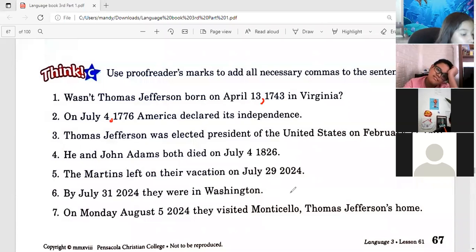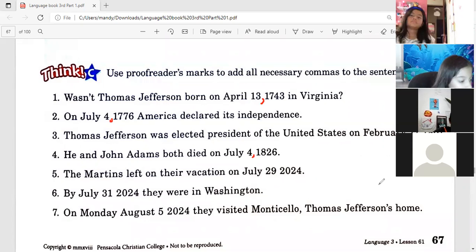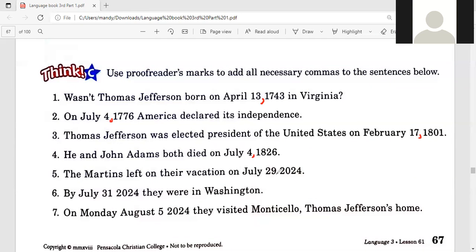He and John Adams both died on July 4th, 1826. In that case, we write here a comma. Next one. The Martins left on their vacation on July 29, 2024. By July 31st, 2024, they were in Washington. On Monday, comma, August 5th, comma, 2024, they visited Monticello, Thomas Jefferson's home. That's all in that part.